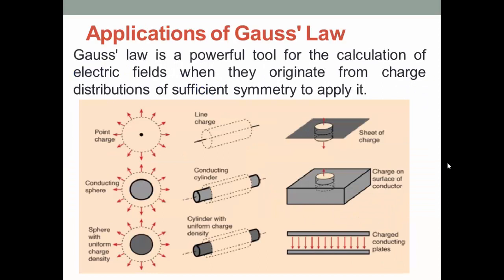Now we study the applications of Gauss's law. Gauss's law is a powerful tool for the calculation of electric fields when they originate from charge distributions of sufficient symmetry to apply it. Here are some examples: point charge, conducting sphere, surface with uniform charge density, line charge, conducting cylinder, cylinder with uniform charge density, sheet of charge, charge on surface of conductor, charged conducting plates. We can apply Gauss's law on all of these surfaces and can find the electric flux.